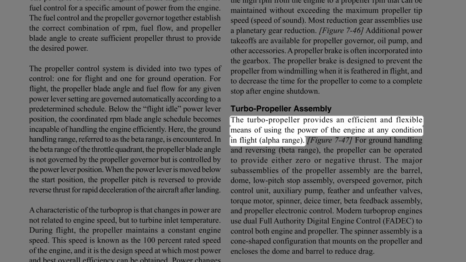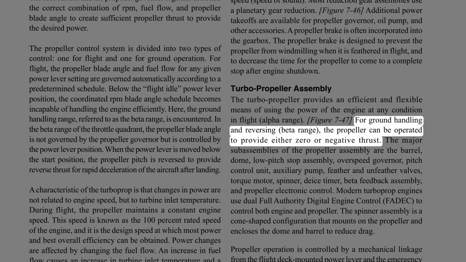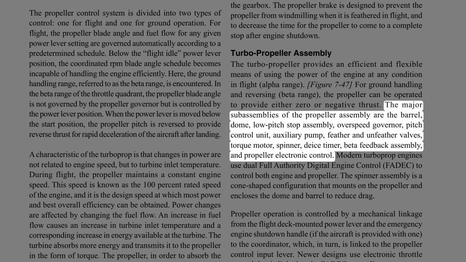Turbo-Propeller Assembly. The turbopropeller provides an efficient and flexible means of using the power of the engine at any condition in flight, alpha range. For ground handling and reversing, beta range, the propeller can be operated to provide either zero or negative thrust. The major subassemblies of the propeller assembly are the barrel, dome, low-pitch stop assembly, overspeed governor, pitch control unit, auxiliary pump, feather and unfeather valves, torque motor, spinner, de-ice timer, beta feedback assembly, and propeller electronic control.